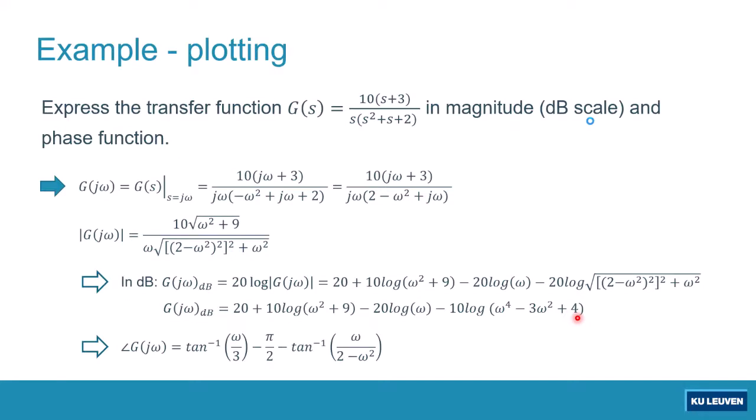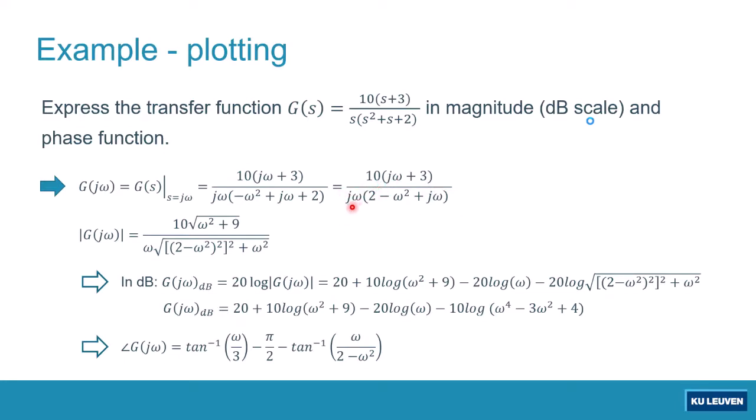After I completed the equation for the magnitude in dB scale, I still have to evaluate the phase, or the angle, of the G(j omega). If I have again a complex number in fractional form, the angle of this complex number will be equal to the angle of the numerator minus the angle of the denominator.